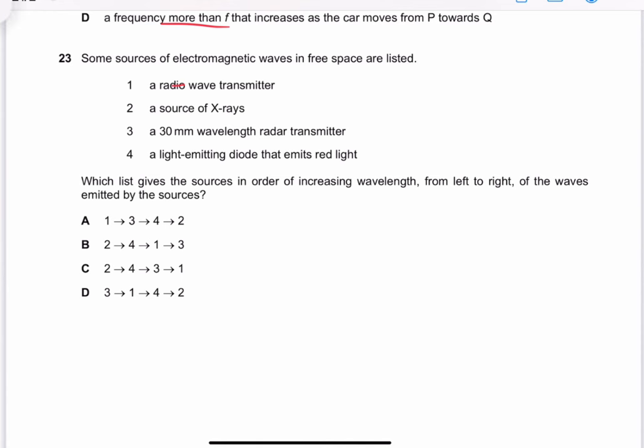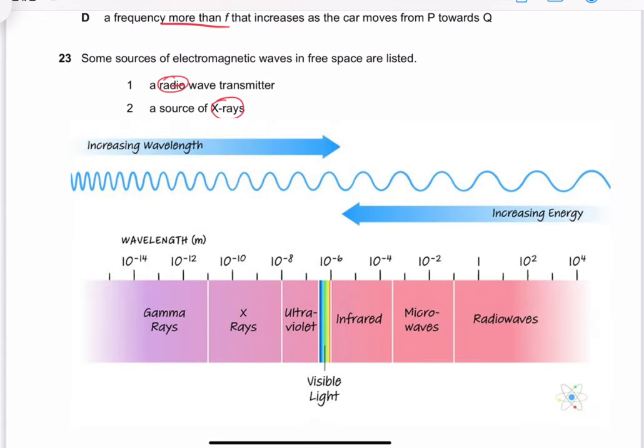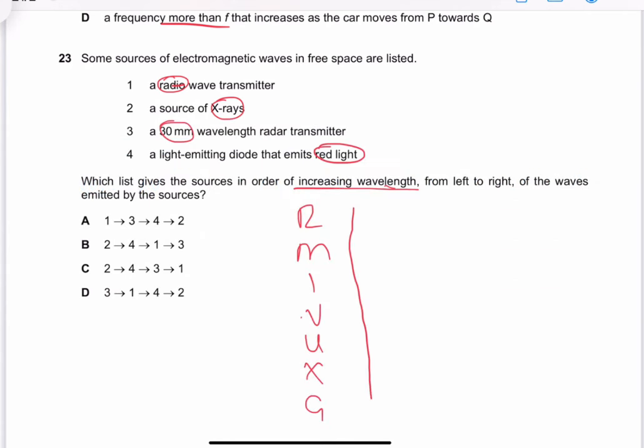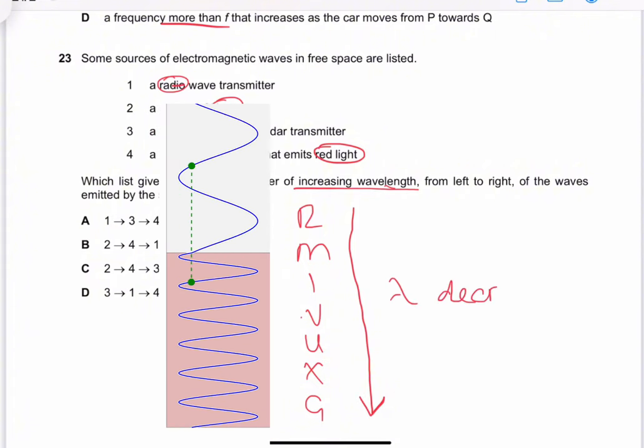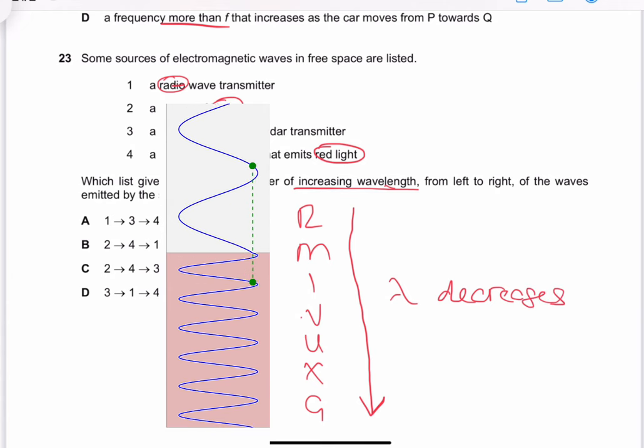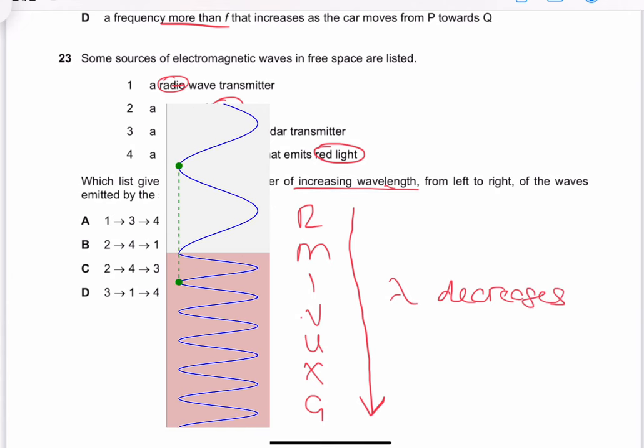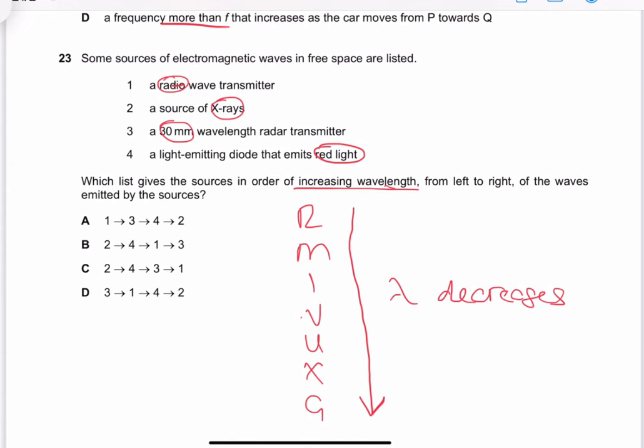Some sources of electromagnetic waves are given. So we're given a radio, we're given x-rays, we're given 30 millimeters, and we're given red light, right? And we're asked to list them in order of increasing wavelengths. I'm not going to talk much about the wavelengths themselves, but what you should know is that we have this abbreviation here. As we move from this to here, the wavelength itself decreases. So as you move from radio waves to gamma waves, the wavelength has to decrease, sorry.